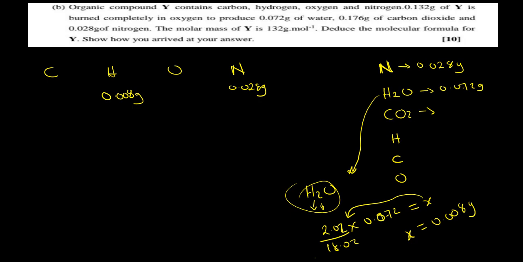So we have remained with oxygen. For oxygen it is difficult because it is found in both carbon dioxide and also H2O. So what we are going to do is get carbon first, since carbon is not found in H2O, and we'll get oxygen from that as well.